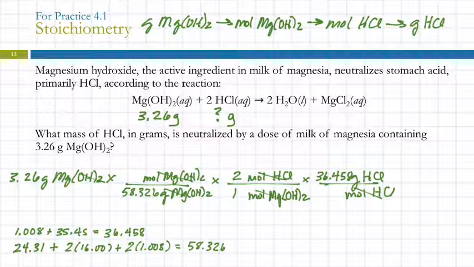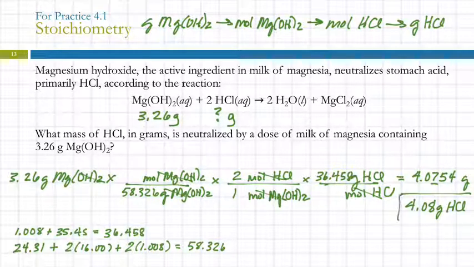So 3.26 divided by 58.326 times 2 divided by 1 times 36.458 equals 4.07. There's 3 significant figures. Write down 2 more. And then I can round this and say, well, it's 4.08 grams of HCl would be neutralized.